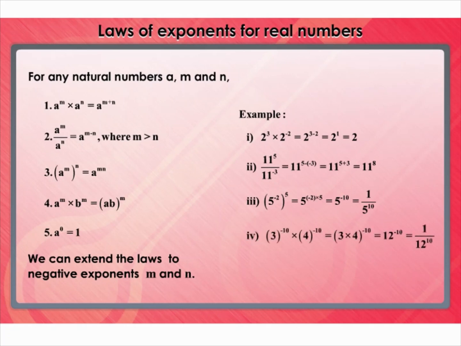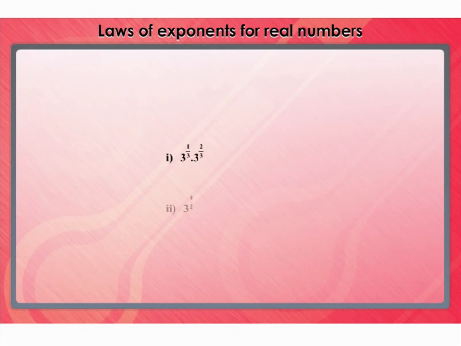Consider the fourth example. 3 raised to the power minus 10 multiplied by 4 raised to the power minus 10. Observe here the bases are different and the exponents are the same. So we use the fourth law. We write it as 3 multiplied by 4, the whole to the power minus 10. This becomes 12 raised to the power minus 10. We know a negative power can also be written as 1 by 12 to the power 10. How would you solve it even when the base is a positive real number and the exponents are rational numbers?